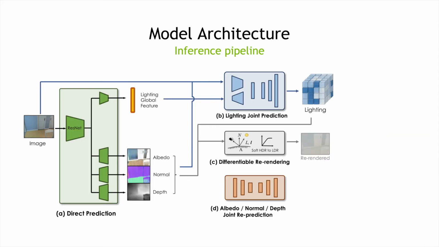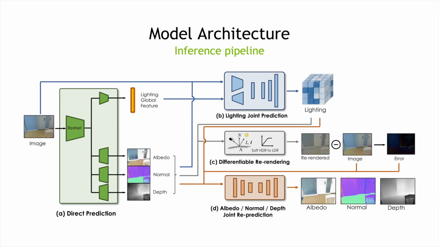Then, to enable joint reasoning during inference, we use a differentiable re-rendering module to re-render the input image using the current intrinsic image prediction and lighting, and then we can subtract the input image and compute the error of the re-rendering. Also, since ground truth HDR light field is usually not available, this module will also serve as a valuable supervision signal.